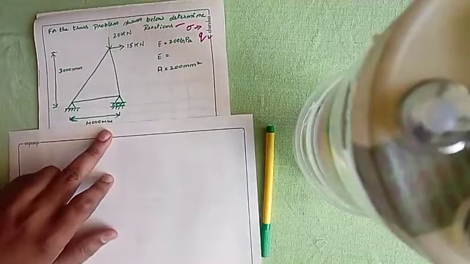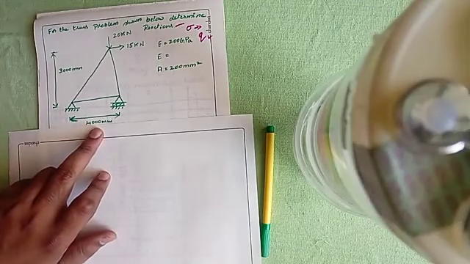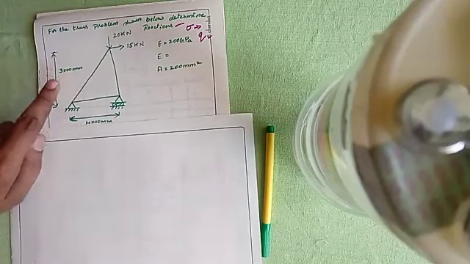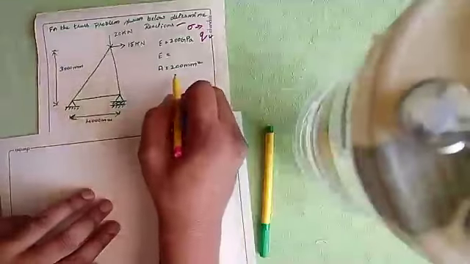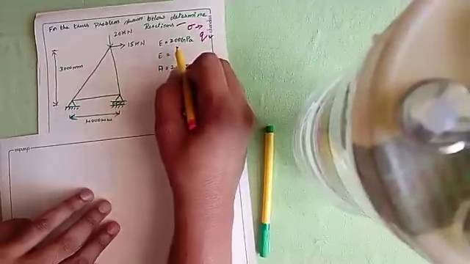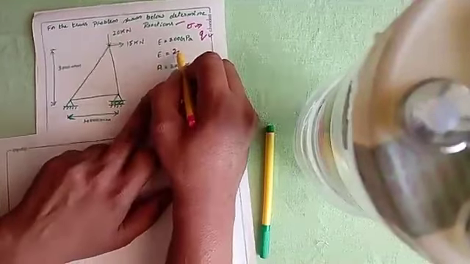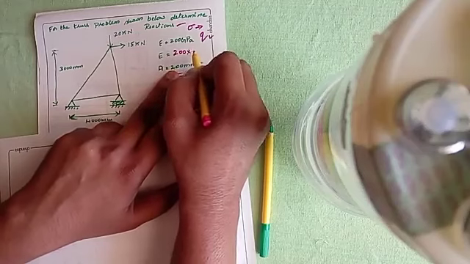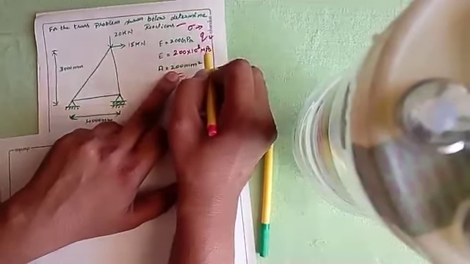In the previous problem we solved by taking all the dimensions in meters, but here he has given every dimension in mm: 4000 mm, 3000 mm, and the area is also given in mm. He has given Young's modulus as 200 GPa. Since everything is kept in mm, I'll keep the Young's modulus also in mm units: 200 into 10 to the power 3 megapascal, or Newton per mm square.